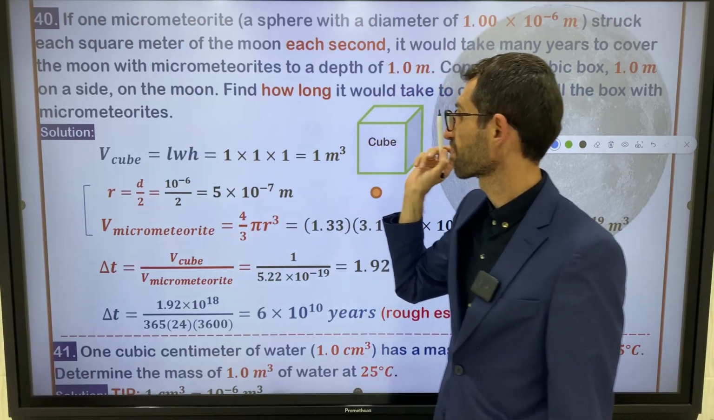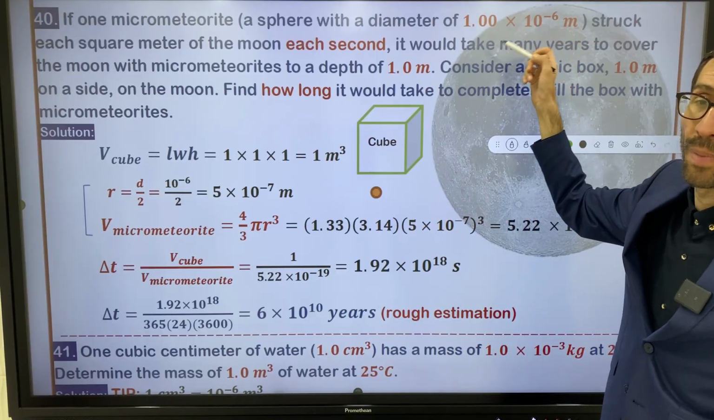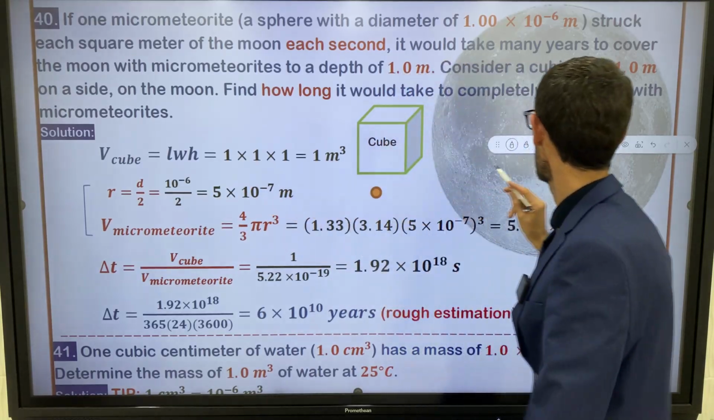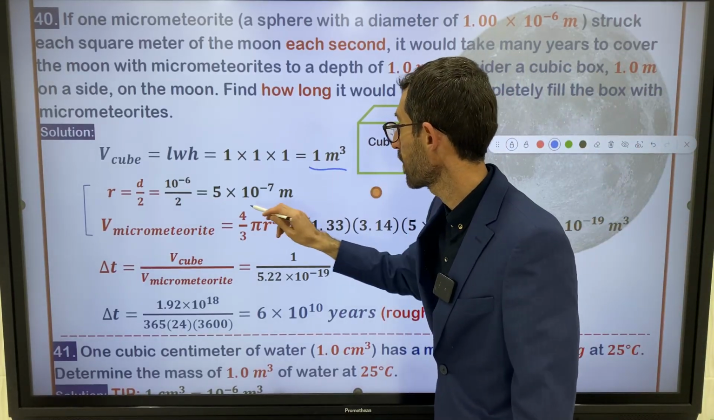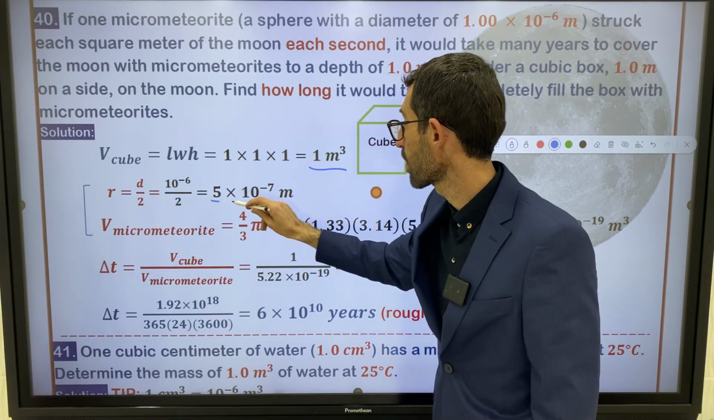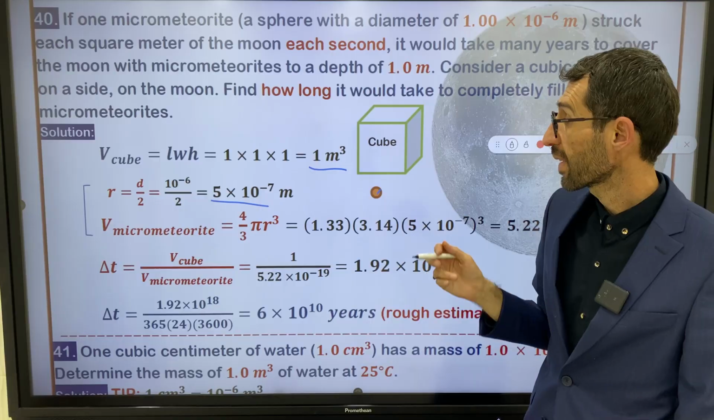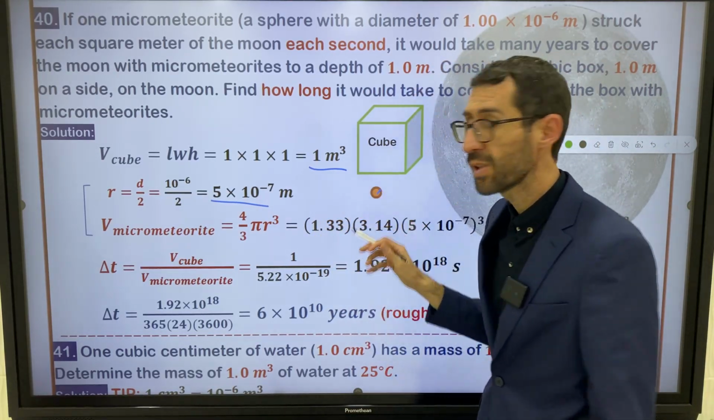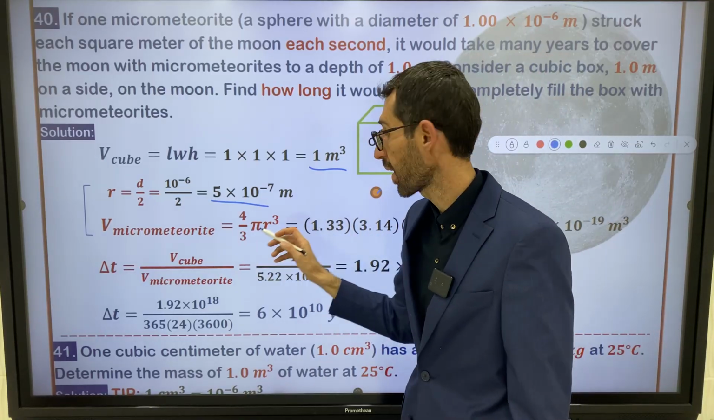Radius of a micrometeorite. Because we have the diameter of the micrometeorite, we have to divide it by 2 in order to find the radius. This is the radius of the micrometeorite, right? Now the volume of the micrometeorite. The micrometeorite is a sphere, right? And the volume of the sphere is 4/3 pi r cubed.